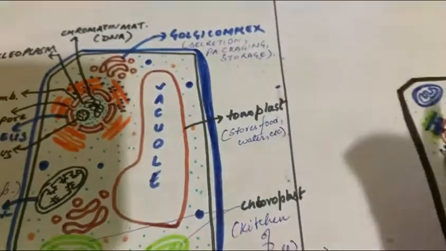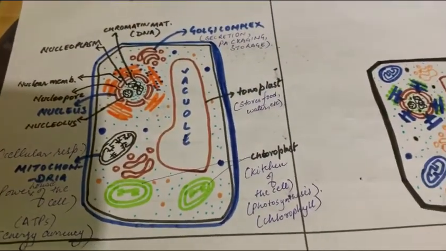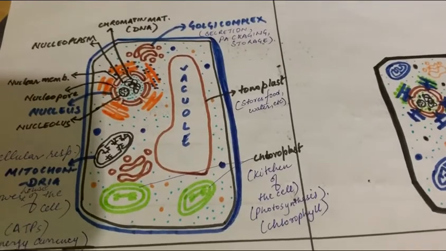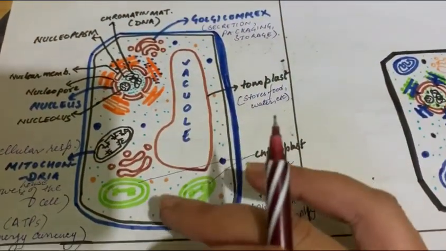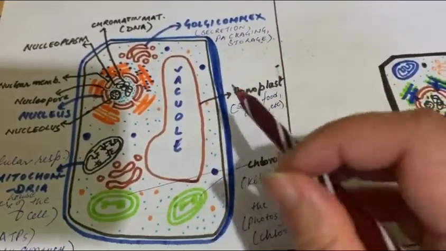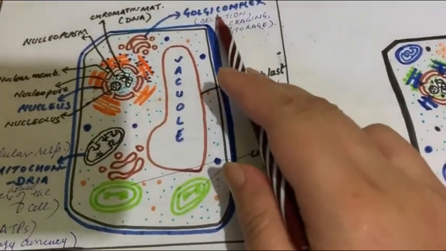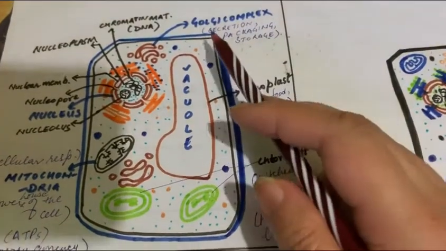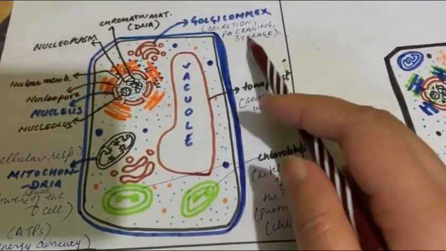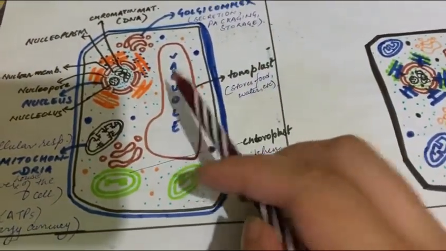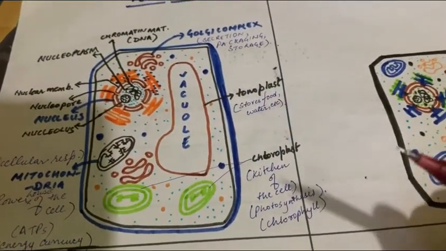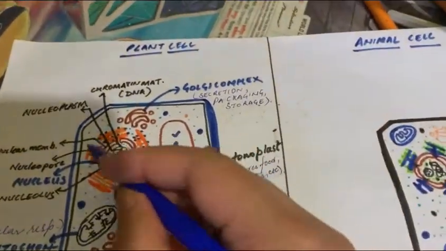Whatever is formed inside the cell is stored, packaged, and transported throughout the cell with the help of Golgi complex. All of you remember. So its basic function is secretion, packaging, and storage of all the materials present inside the cell. Up next comes these structures.